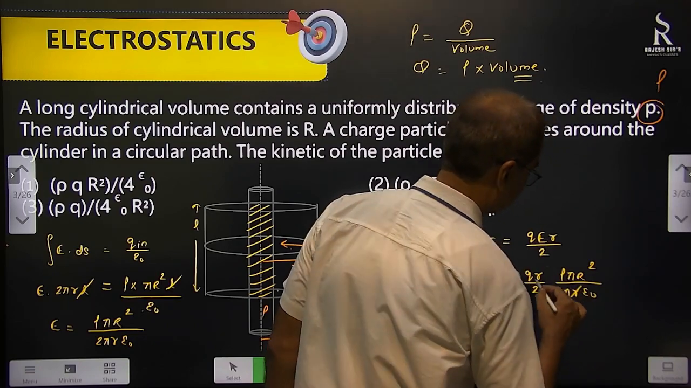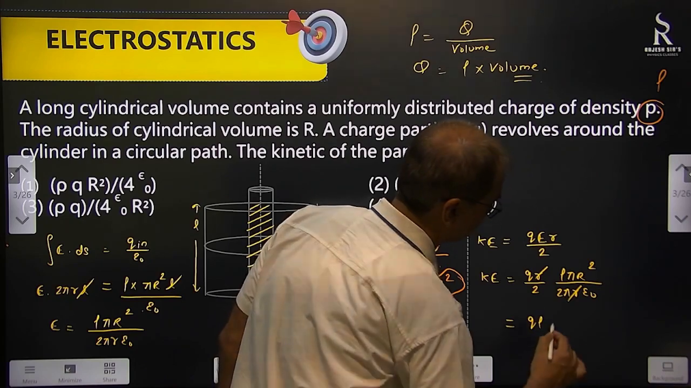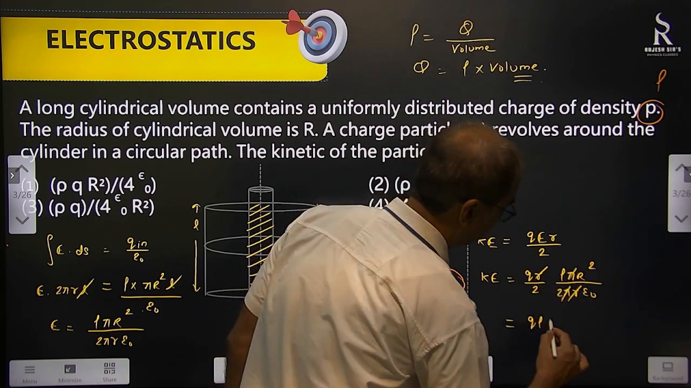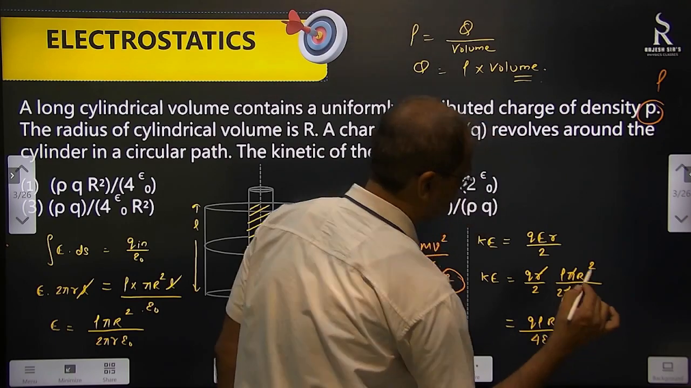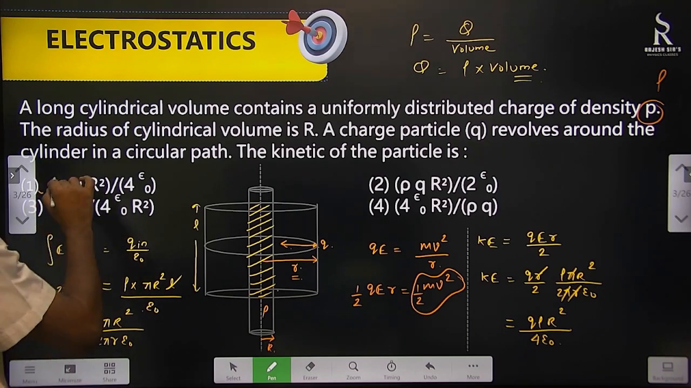R and R get cancelled. So what we have? Q rho. And pi also cancelled. Yes. Q rho r square by 4 epsilon naught. That's our answer. Q rho r square by 4 epsilon naught. Where is it? Q rho r square by 4 epsilon naught. First option.